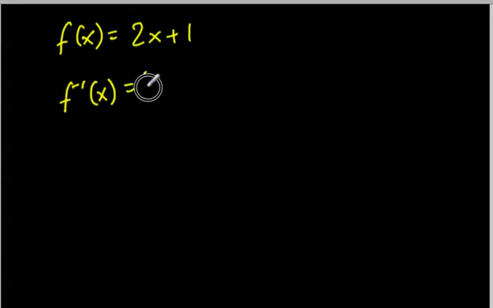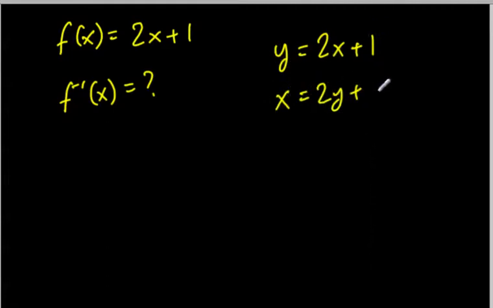So let's say f of x is equal to 2x plus 1. Okay? And I say find f inverse of x. What is it? So we just have to do the same thing as before. First, we write the original equation, which is y is equal to 2x plus 1. Then switch x and y. So x equals 2y plus 1. Then you're going to just solve for y.